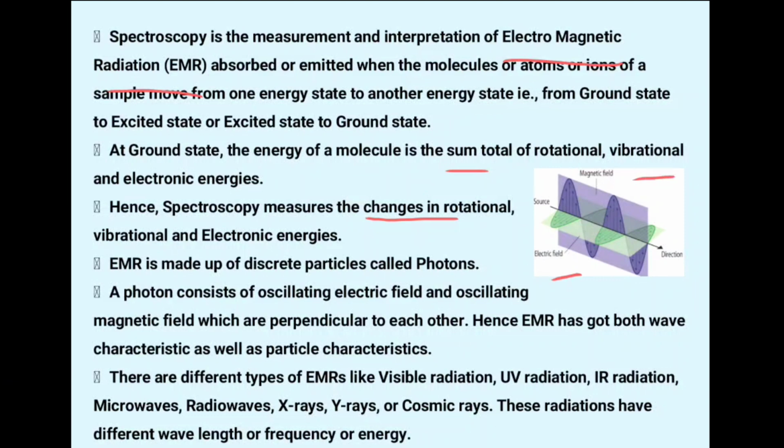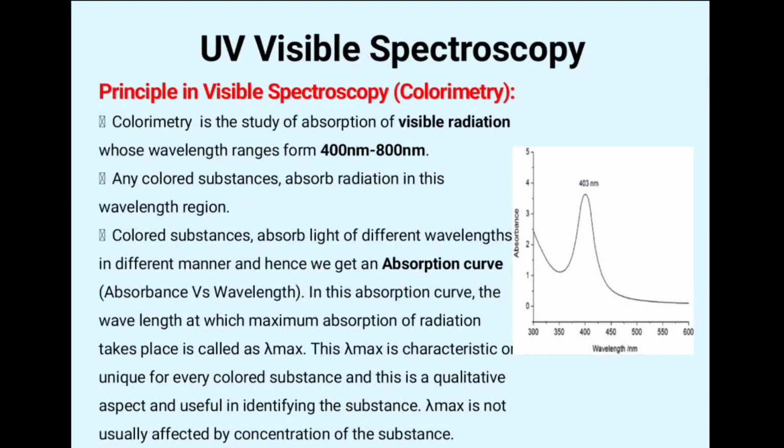There are different types of electromagnetic radiations like visible radiation, UV radiation, IR radiation, microwaves, radio waves, X-rays, gamma rays or cosmic rays. These radiations have different wavelength or frequency or energy. Let us see what is the principle involved in visible spectroscopy.